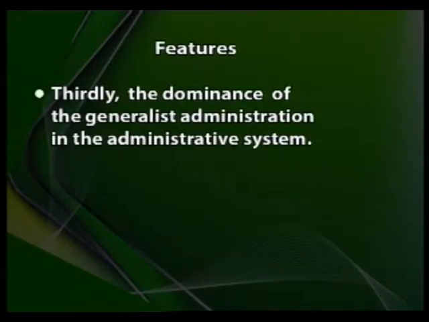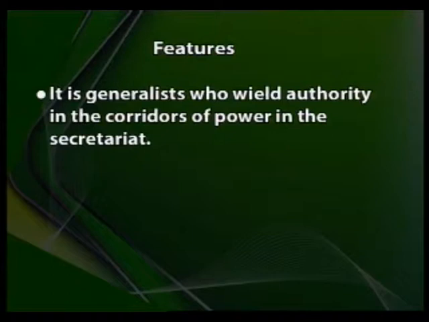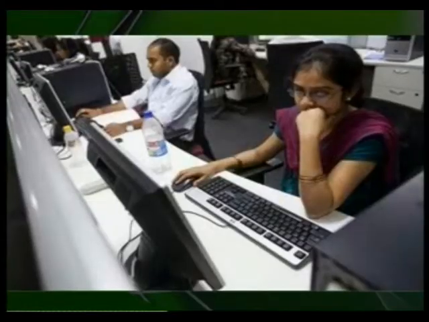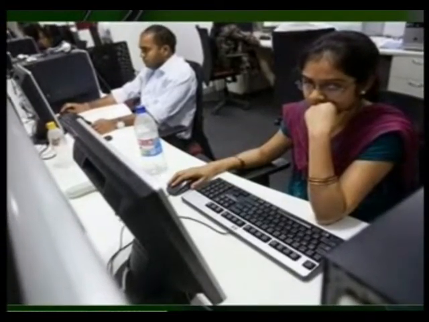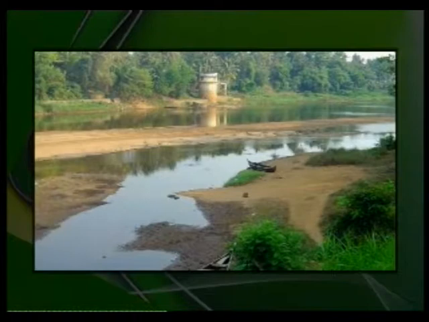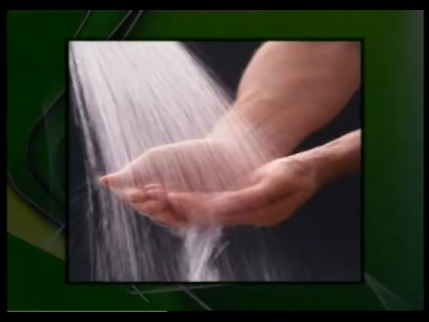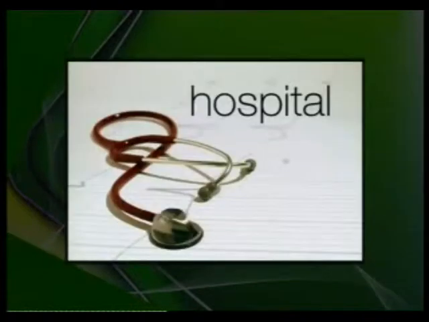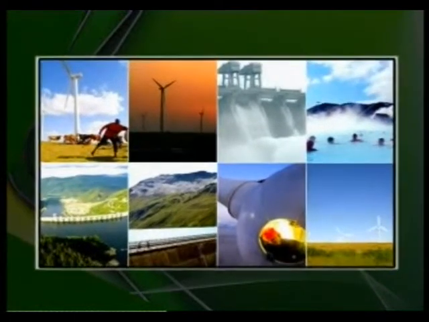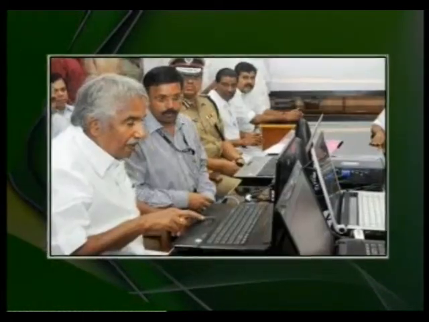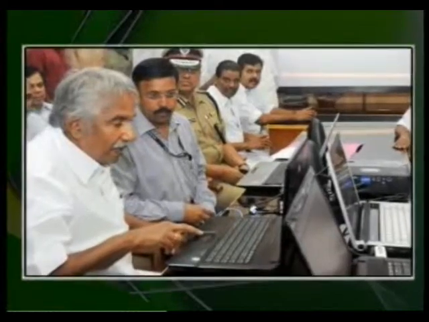Thirdly, the dominance of the generalist administration in the administrative system. It is generalists who wield authority in the corridors of power, in the secretariat and other office systems. In India, for example, we have a generalist administrator, not a technical or specialist administration. For example, if we need drainage, water, electricity, hospitals, specialist administrators are required. But in India, we are depending on generalist administration. This is one of the problems in the developing countries.